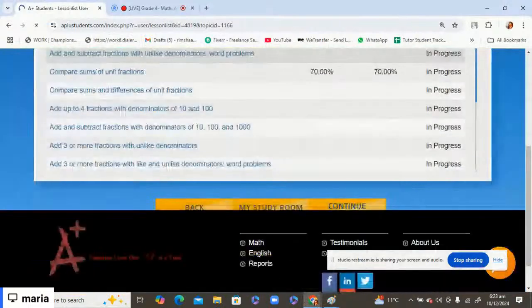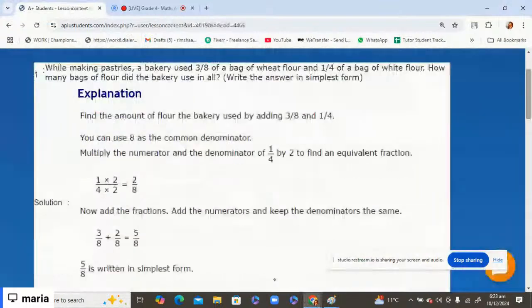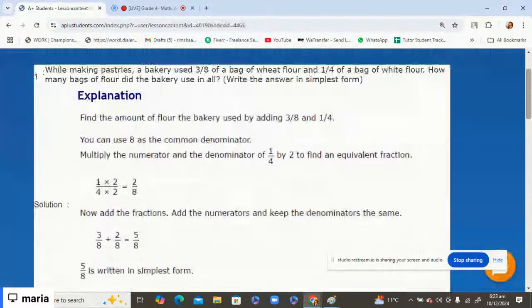So, let's do it. Here is the question. While making the pastries, a bakery used 3/8 of a bag of wheat flour and 1/4 of a bag of white flour. How many bags of flour did the bakery use in all?